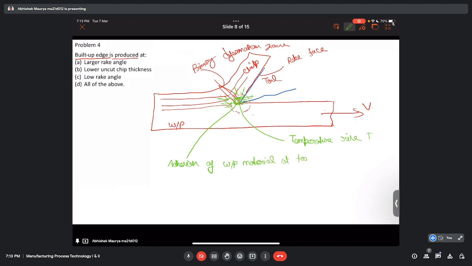So when we are machining ductile material, there is continuous chip-tool contact at high velocity, and because of that temperature rise will take place, and because of the temperature rise, addition of workpiece material at the tool tip will take place. And sometimes, if the workpiece material has good affinity with the tool, it gets welded to the tool locally.